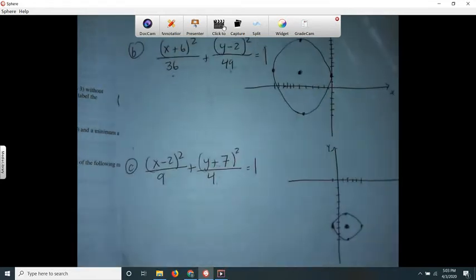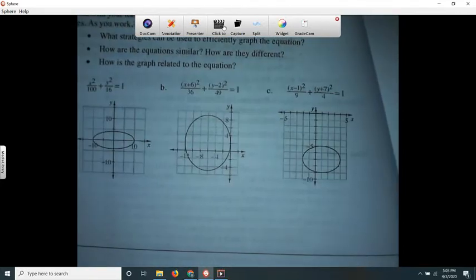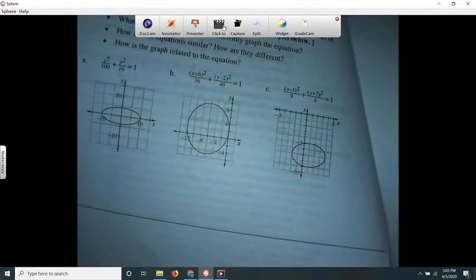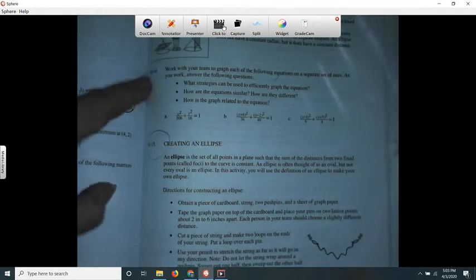I'm going to show you some nicer pictures. These are the ones out of the answer book, just so you can see that they're drawn a lot nicer than mine are. Okay, so that's how you can graph an ellipse. That's how the equation works. So that's what you were doing in 10.1.4.